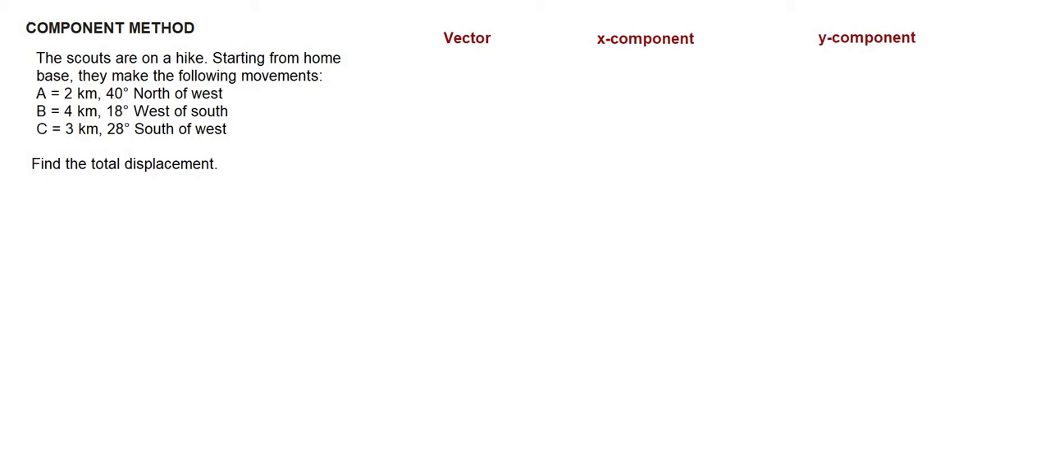2 kilometer plus 4 kilometer plus 3 kilometer, that's 9 kilometer. That is the total distance. Pero kapag total displacement, dito natin i-apply yung components. Okay? Add natin all the x component and the y component. Kasi nga, yung displacement, it's the shortest distance that they can take. Okay, so let's start.